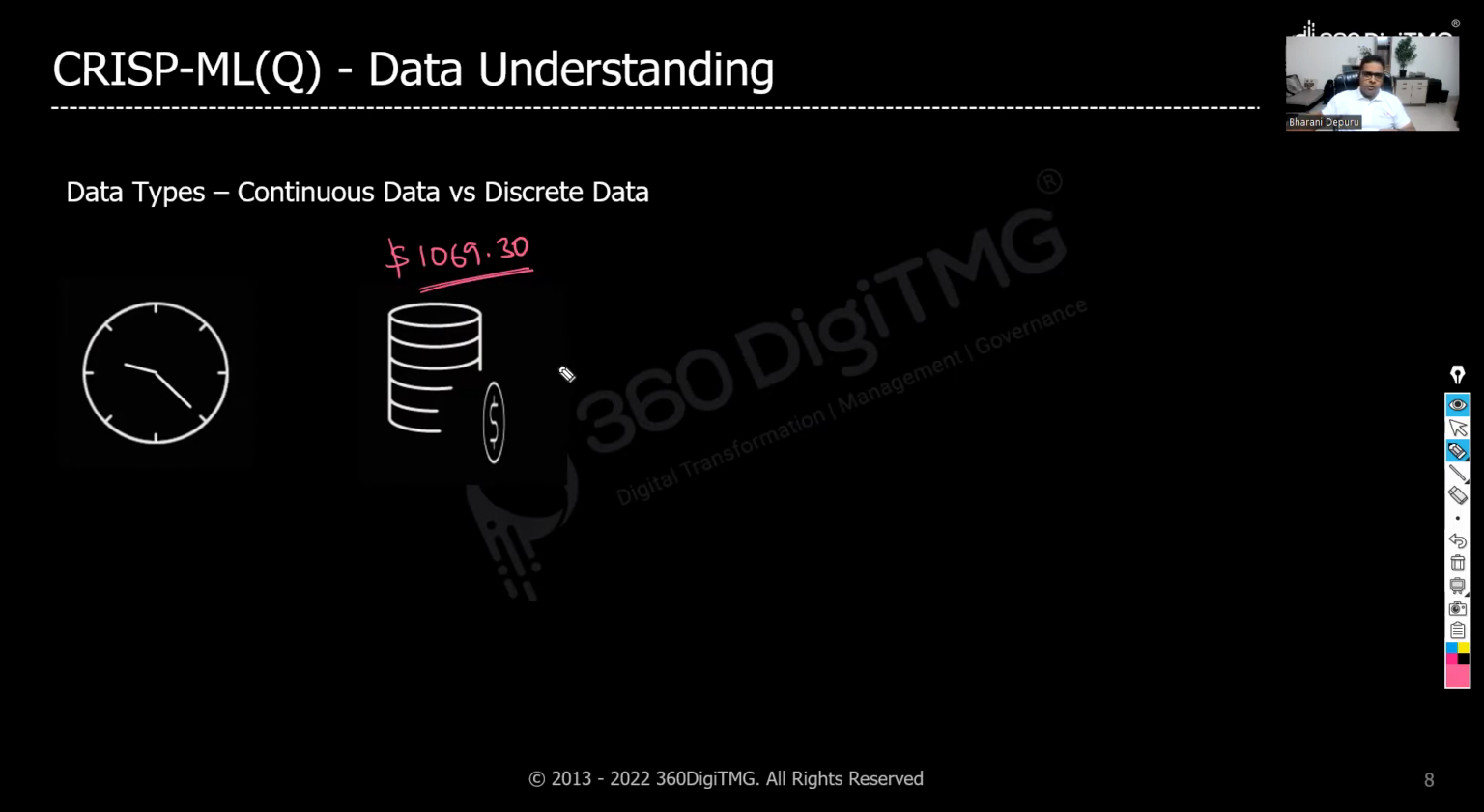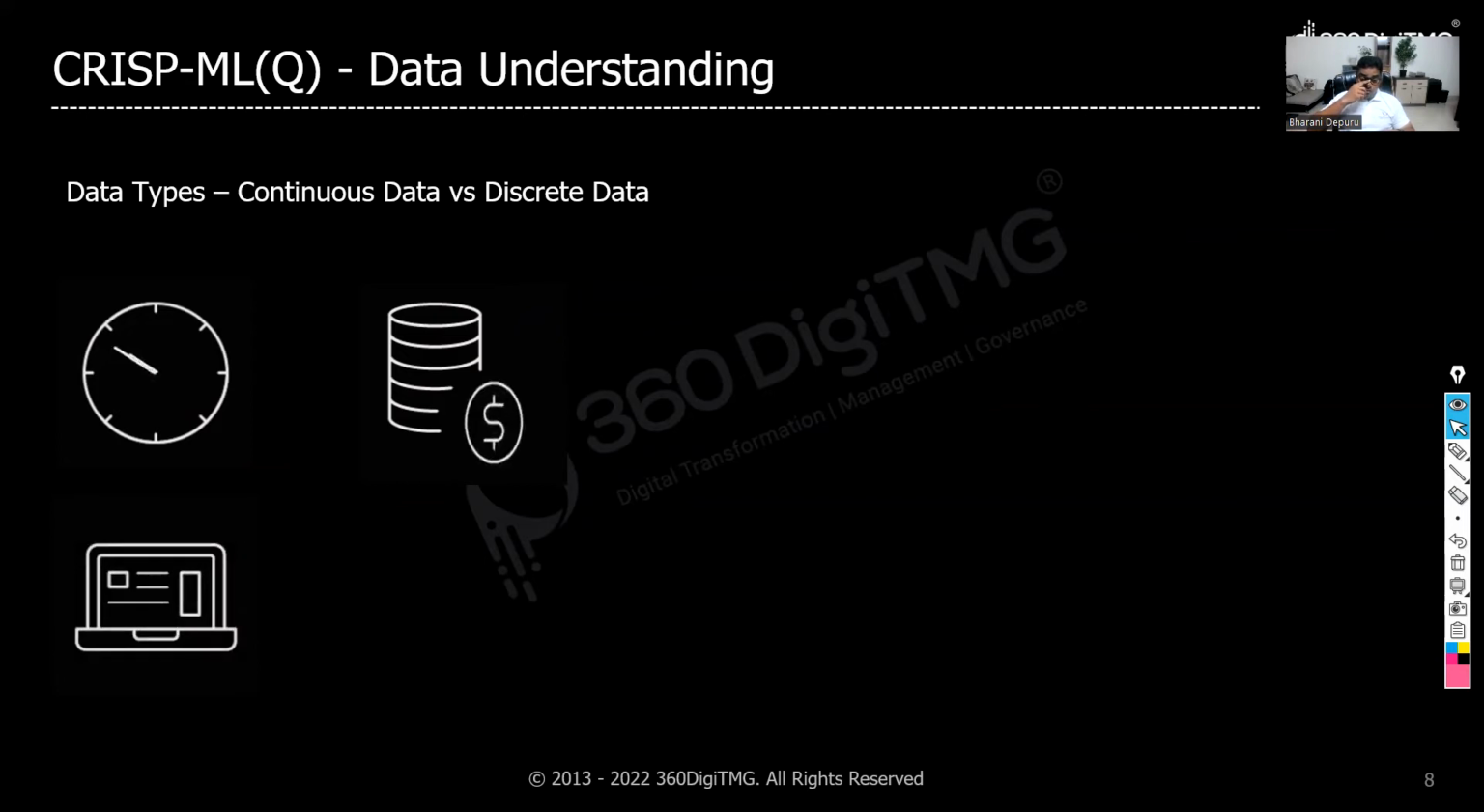If you look at the cost of 1 liter of fuel, it might be 3 Malaysian ringgits, 12 cents. So you can represent it in decimal format. In Indian rupees, probably the cost of 1 liter of fuel would be ₹99.32. If you can represent something in decimal format, and if it starts making sense, that would be called continuous data.